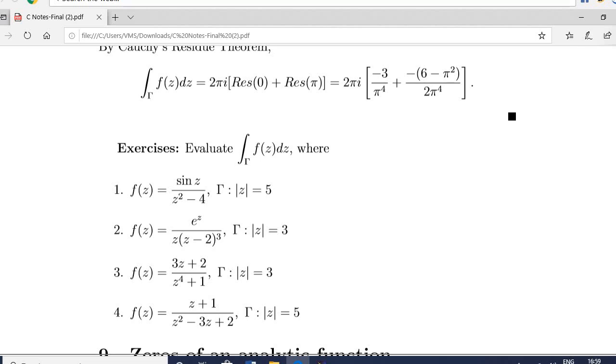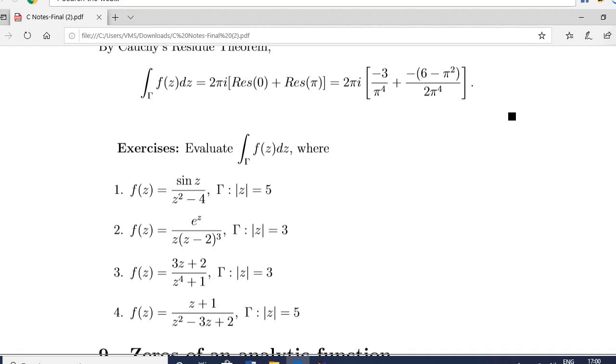0 and 2 are singular points. z raised to 4 plus 1 in the denominator in the third problem means you factorize z raised to 4 plus 1, you will get 4 roots. 4th roots of unity. So 1, minus 1, i, minus i. All are inside mod z equal to 3. And then you compute this.